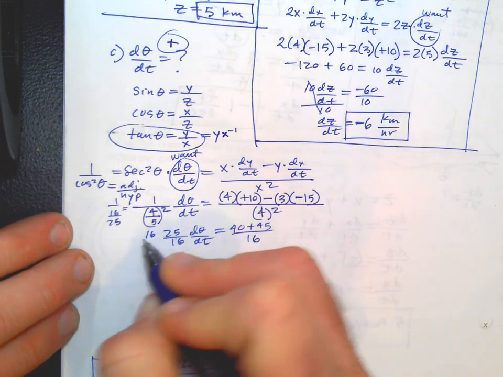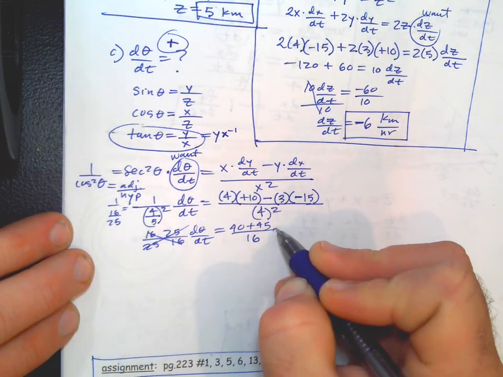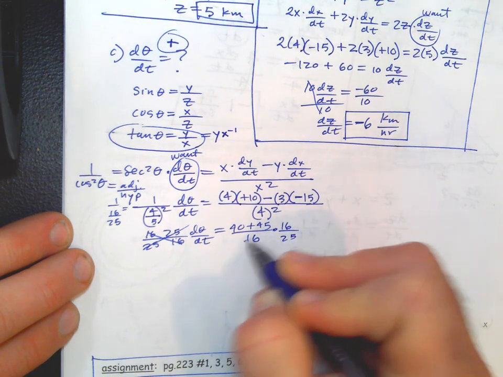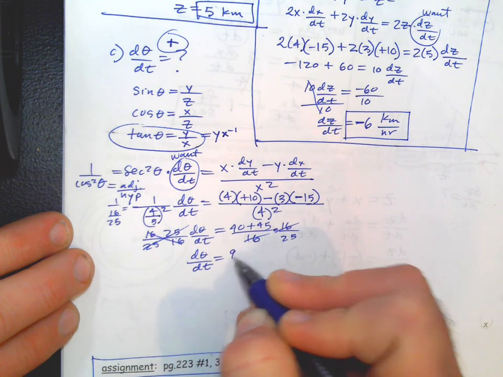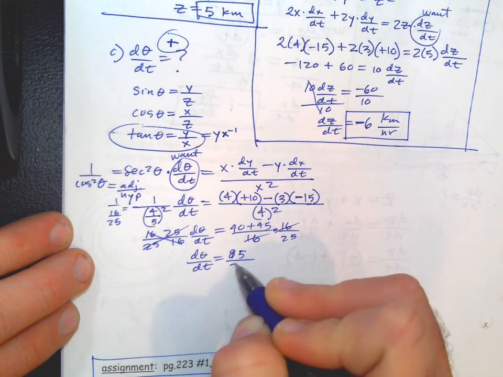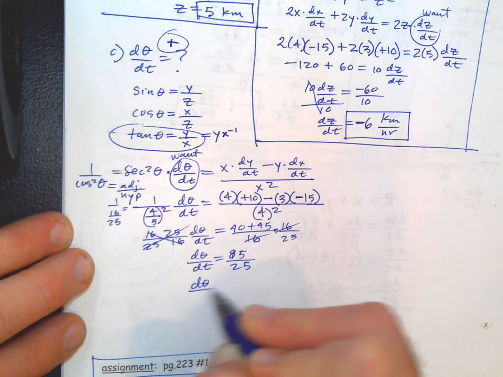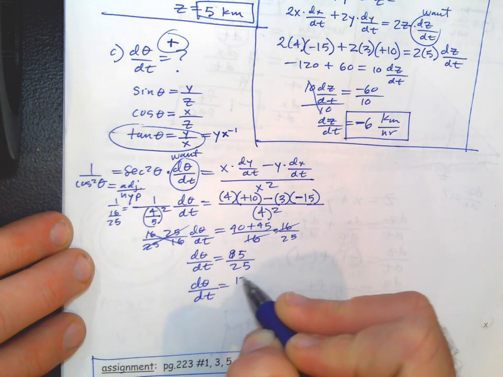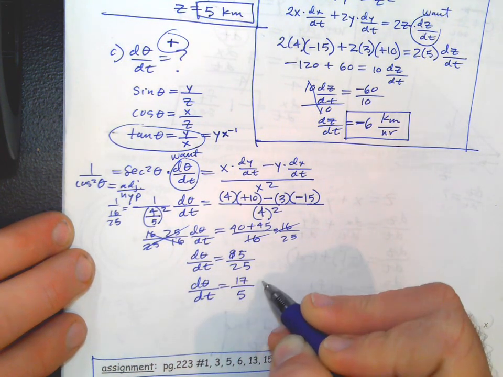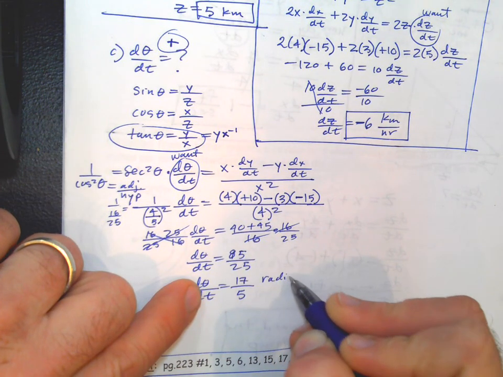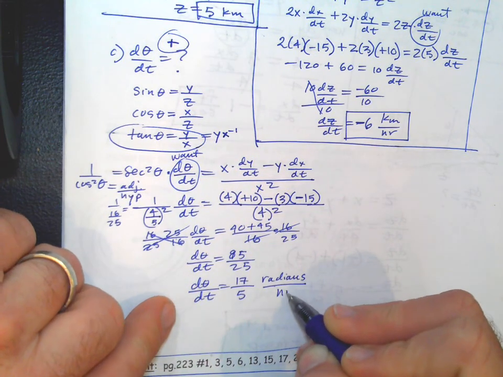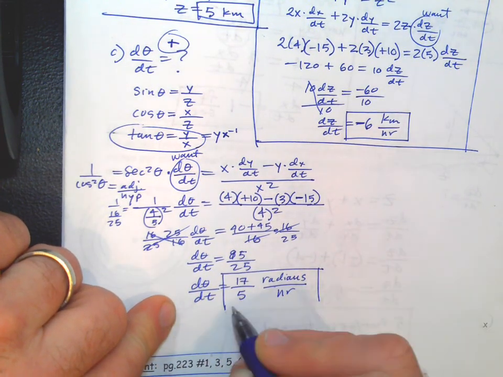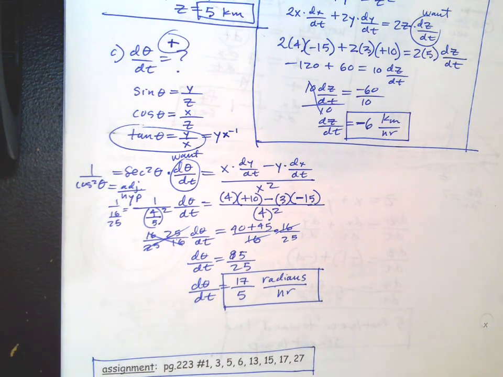So to get rid of this, I'm going to multiply both sides by 16 over 25. Those guys cancel. We get 85 over 25. We could reduce it. Take a 5 out: 17 over 5. The units for angles should be radians. They told you to use radians, but by default it's radians. Over time was hours. So there it is. It came out positive like we thought it should. It should be getting bigger. And there you go.